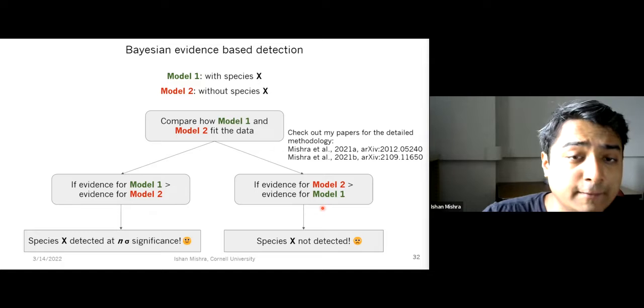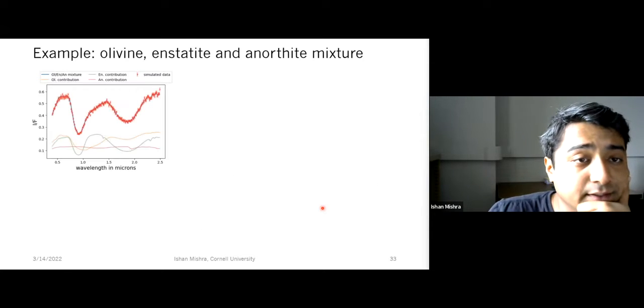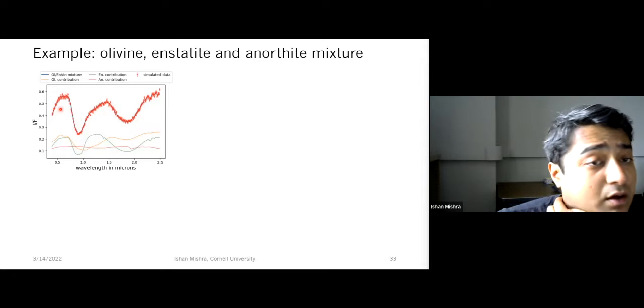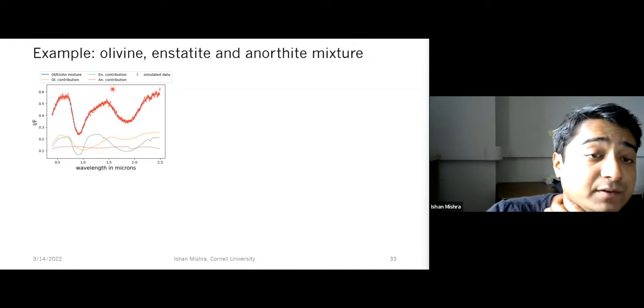And an example to illustrate this is basically shown here, where I have taken a data set that has a mixture of olivine, enstatite, and anorthite, three common minerals.